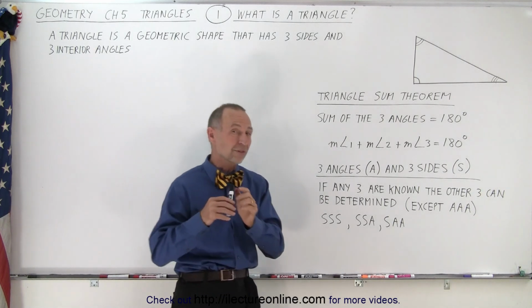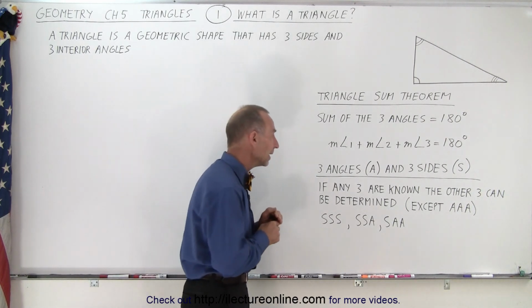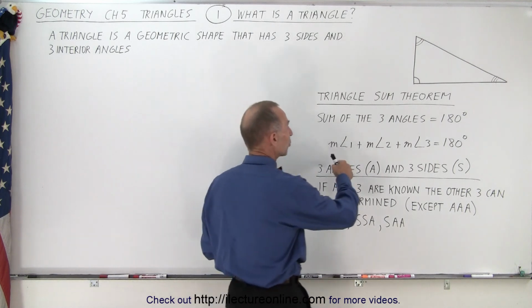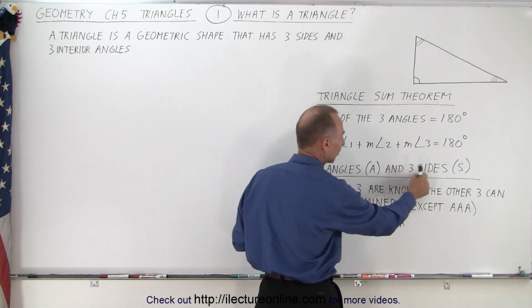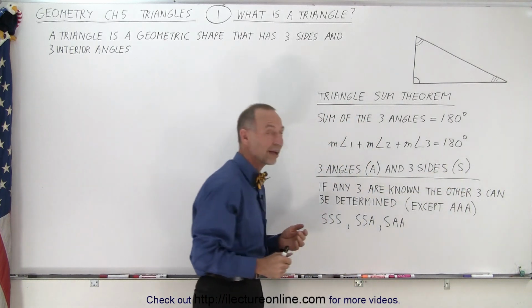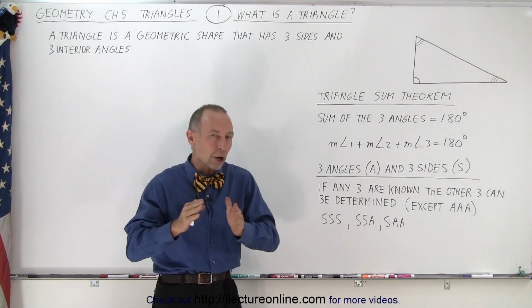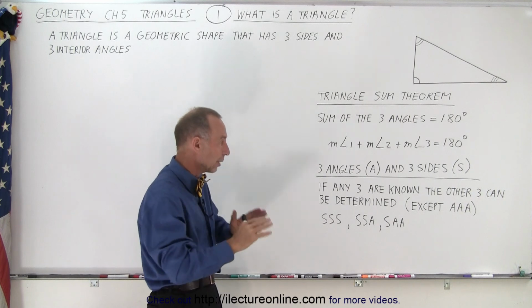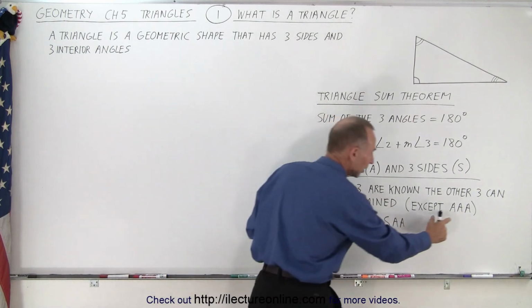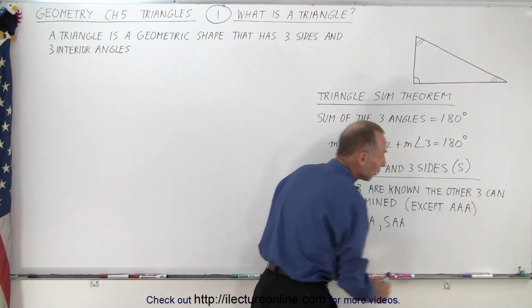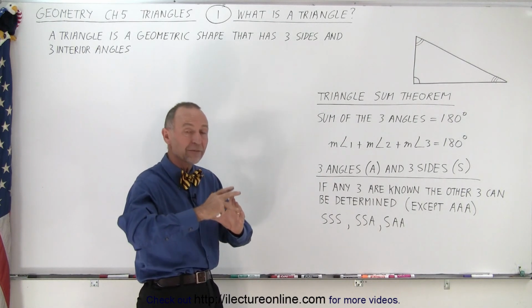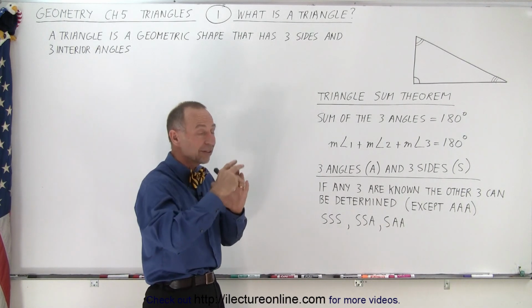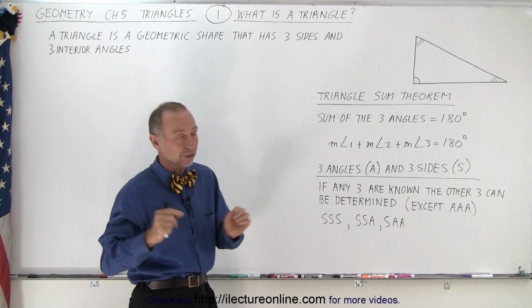Another really interesting aspect of triangles is realizing that we have three angles, so we use the letter A to indicate angles. We have three sides, and we use the letter S for the three sides. And if any three are known, it doesn't matter what combination, with one exception. If you know all three angles, you do not know anything about the sides, because you have different size triangles that have the exact same angles but different lengths for the sides.